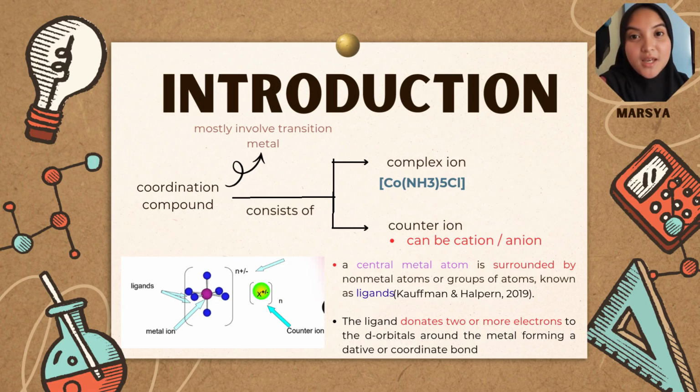If you look at the diagram, you will see a central metal atom surrounded by non-metal atoms or groups called ligands. The ligands donate two or more electrons into the vacant d orbitals of the metal. This specific type of sharing is called a dative or coordinate bond. It's this unique bonding that gives coordination chemistry its name and its fascinating variety of colors and magnetic properties.